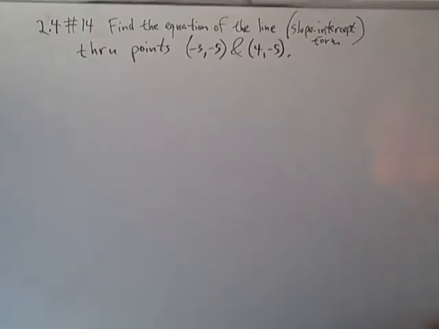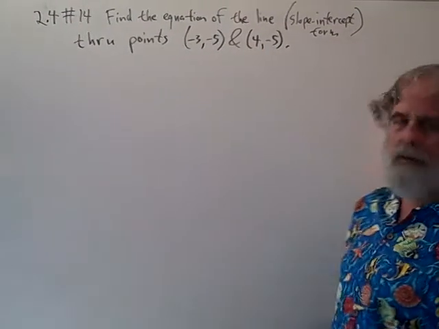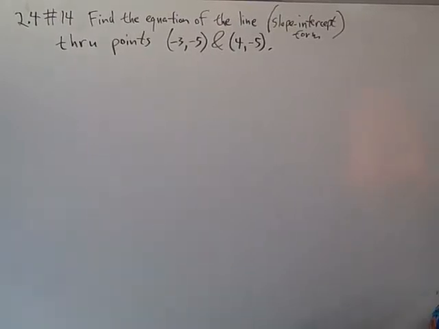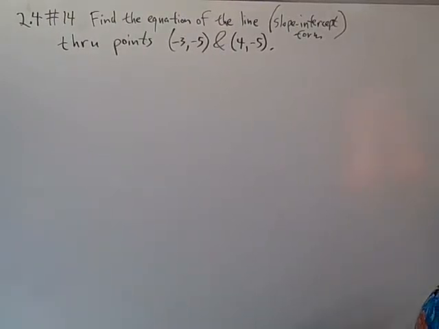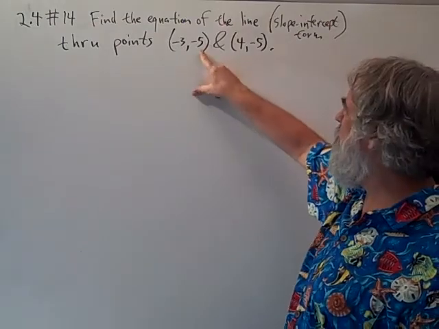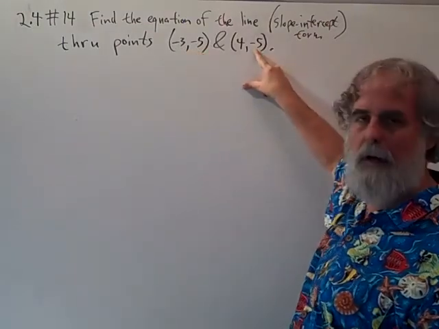For this problem, we're given 2 points and are asked to find the equation of the line through these 2 points. And I'll put these lines into slope-intercept form as well. First of all, on this one, notice that both points have y equal -5.